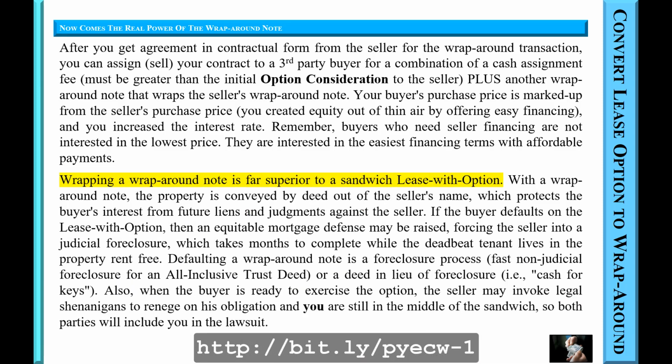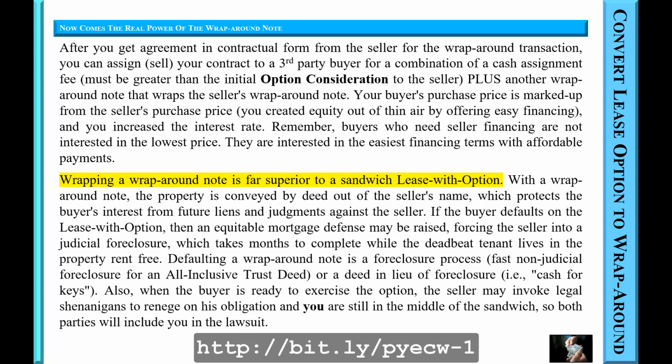Wrapping a wraparound note is far superior to a sandwich lease with option. With a wraparound note, the property is conveyed by deed out of the seller's name, which protects the buyer's interest from future liens and judgments against the seller. If the buyer defaults on the lease with option, then an equitable mortgage defense may be raised, forcing the seller into a judicial foreclosure which takes months to complete while the deadbeat tenant lives in the property rent-free.